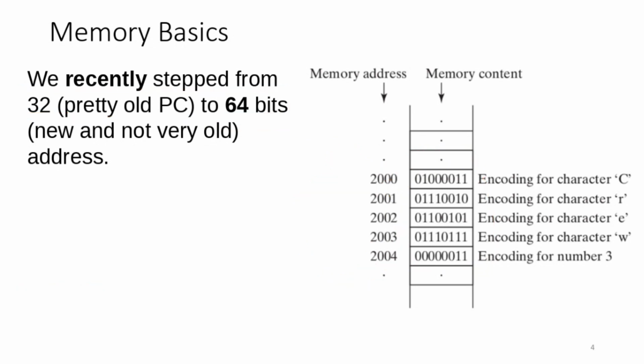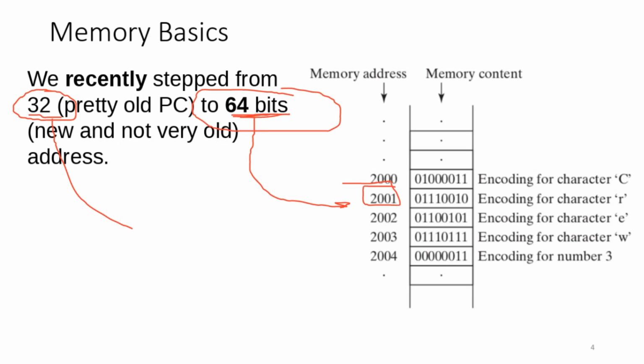Okay, let me say it again. These days we have a 64-bit system. What I mean by that is that the address is 64 bits. We used to have 32-bit systems in old PCs, but now it's 64-bit, and we are expecting it to go up. What I mean by 32 and 64-bit system is that the memory address is 64 bits long in a 64-bit system, and 32 bits long in a 32-bit system. Any questions? Let me repeat it. Do you understand the concept of memory address and memory content?